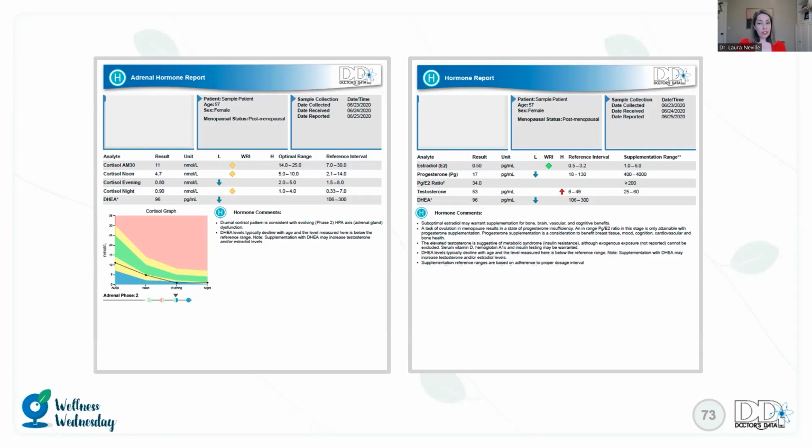Okay, nuances of getting accurate results. And I just wanted to show you this is what the test looks like in salivary reporting. So you have cortisol here with the graph, and then you have the sex hormones here: estradiol, progesterone, the ratio between the two. You also have testosterone and DHEA.